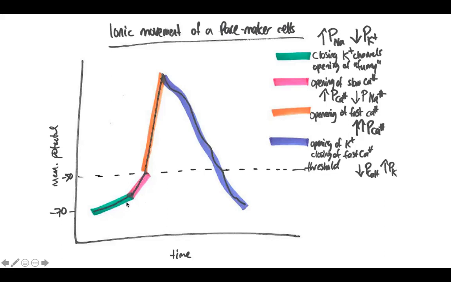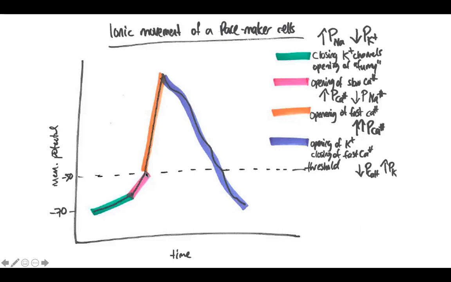So the pink phase here represents the opening up of slow calcium channels. So the membrane permeability for calcium increases, and we're going to close those sodium channels, those funny channels that were initially open, and the membrane permeability for sodium will decrease. We then have our threshold met.